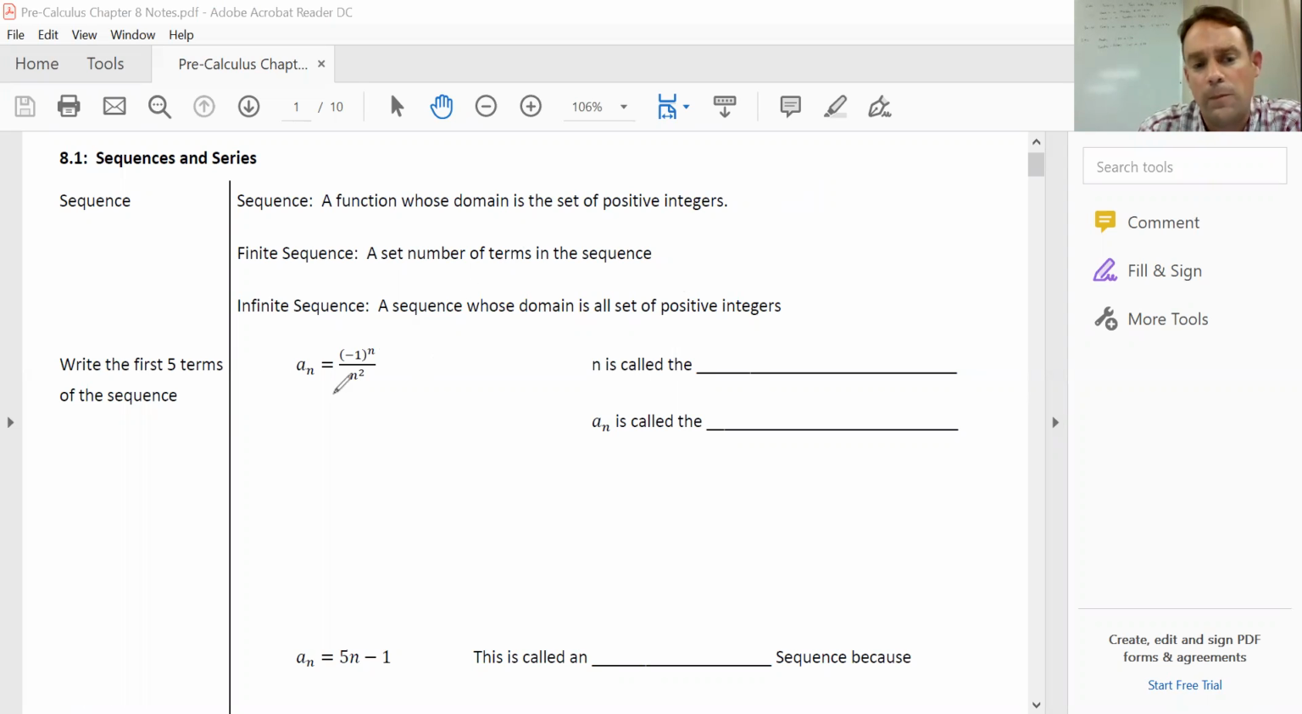So as we're going through and looking at this, when you're dealing with a sequence, you're going to be dealing with two things. First of all, this idea of n. That right there is called the term number. So it lets you know what number we're dealing with here. And then the next one is this part right here. We call that a sub n. Sub as in subscript, a sub n. That is the term value.